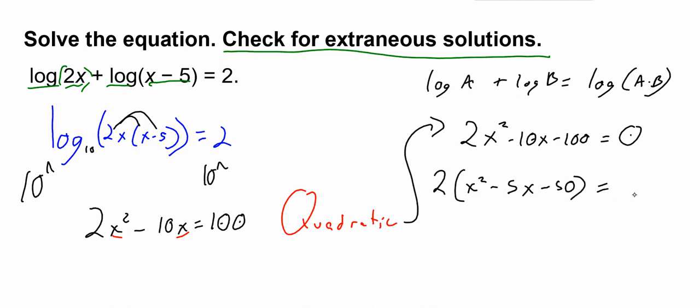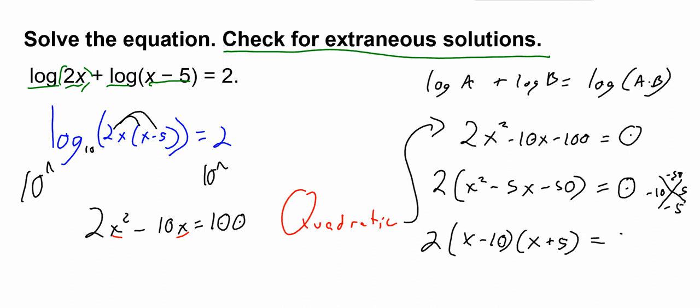In factoring that, I need things that multiply to negative 50 and add to negative 5. What works out pretty nicely is negative 10 and 5. So my factors end up being x minus 10 and x plus 5 equals 0. So what makes those 0? I get solutions of x equals 10 and negative 5.